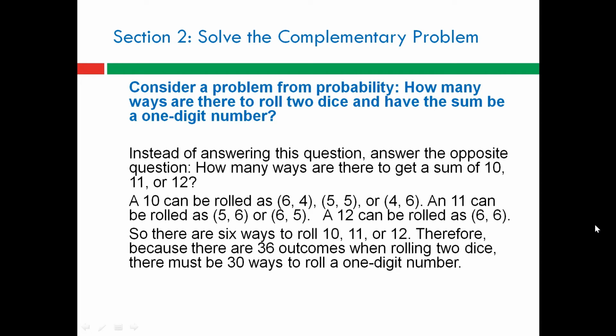We can get 10 by rolling 6 and 4, 5 and 5, or 4 and 6. And we can get the sum of 11 by rolling 5 and 6, or 6 and 5. And finally, we can get 12 by rolling 6 and 6. So there are 6 ways to roll 10, 11, or 12. Therefore, because there are 36 outcomes when rolling 2 dice, there must be 30 ways to roll a 1-digit number.